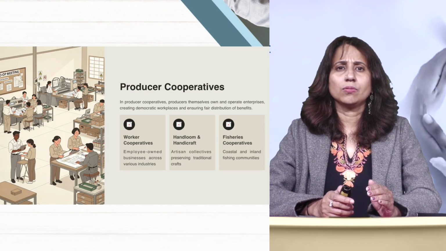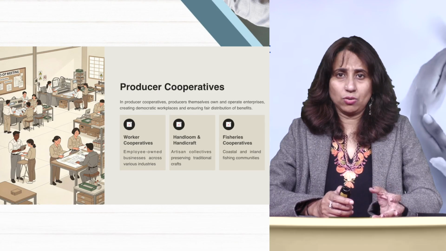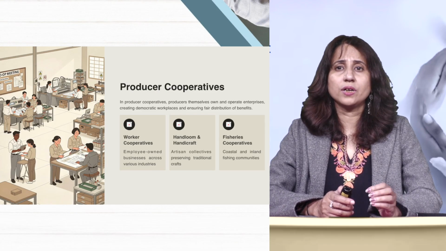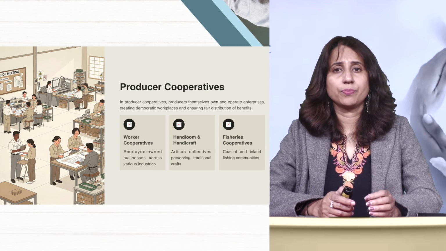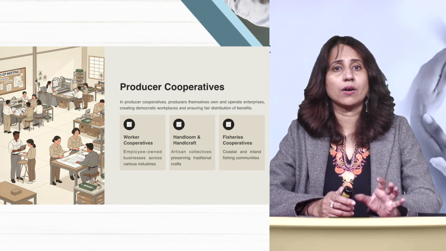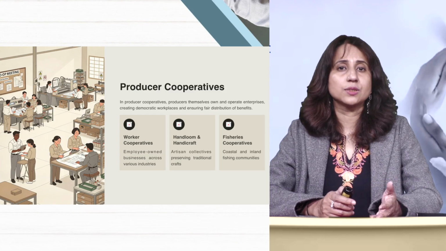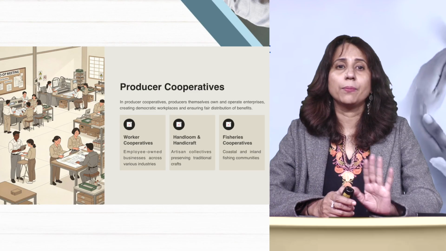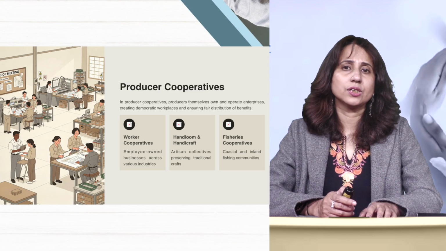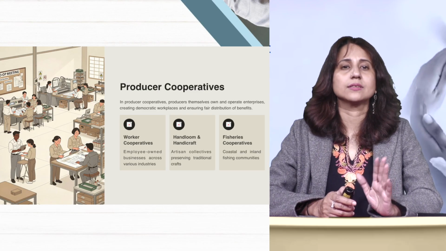Then what is a marketing channel over there? So here the cooperative establishes retail outlets like Central Cottage Industries Emporium, participates in exhibitions and craft fairs, develops online sales platforms, and increasingly works with e-commerce marketplaces. And brand development and quality certification help command premium prices.